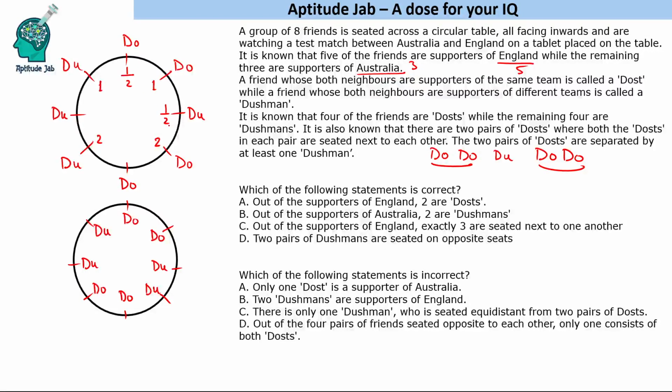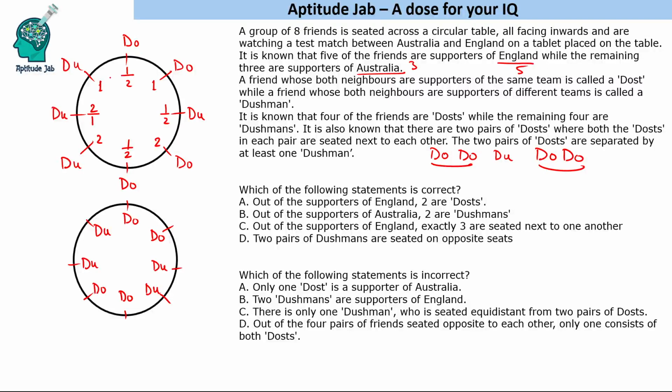Okay, similarly, now this person is dost, so these 2 persons should support the same team. So if this person is supporting team 1, this will also support team 1, this will support team 2. Okay, now this person is a dushman, so these 2 people will support different teams. So if this is supporting 1, this should support 2 and this should support 1.